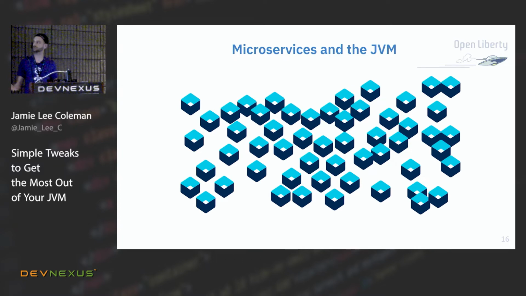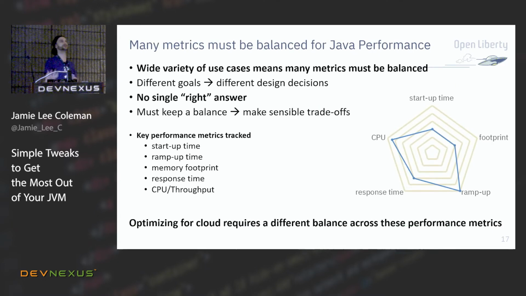So what does that mean? That means people that create JVMs have had to change the characteristics of a JVM. The problem is that you change one of these characteristics and it can have detrimental effects on other characteristics. And I think in the cloud, the main things we're looking for are startup time, footprint, ramp-up time, response time, and CPU usage. But again, changing one of these characteristics has effects on the others. So getting this balance right can be difficult.